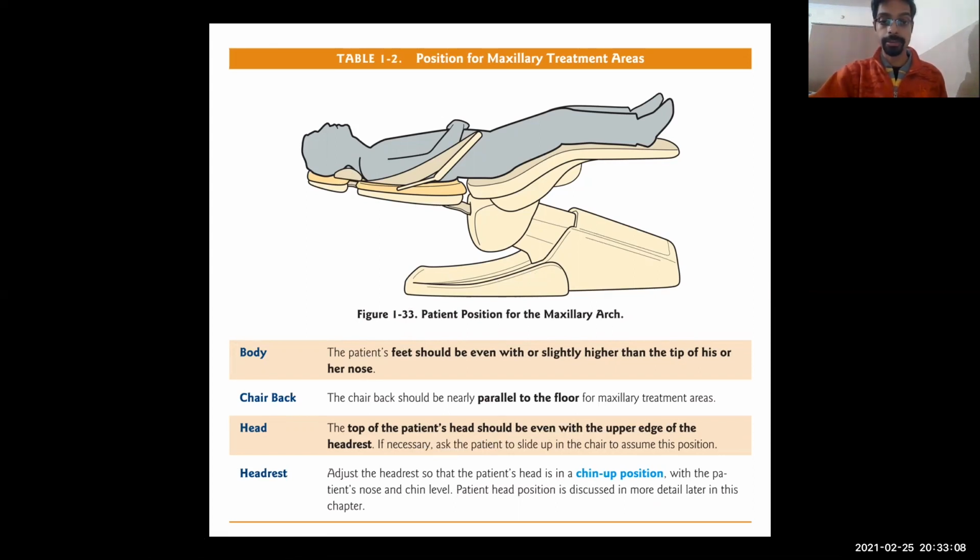teeth. Now, a very important thing to be noted is it is called the chin up position. Now, the chin up position is that the chin should be on the raised level.